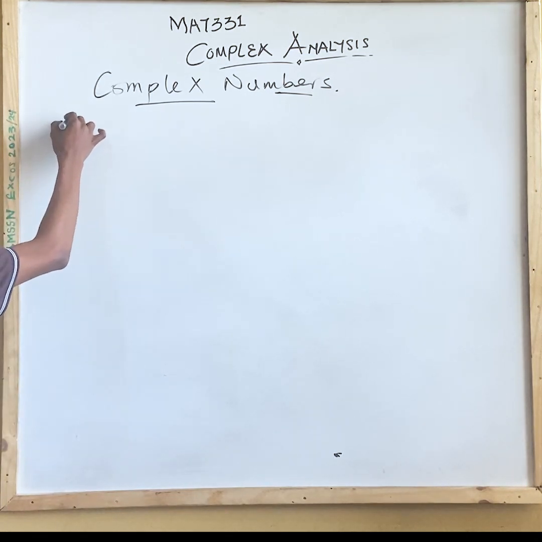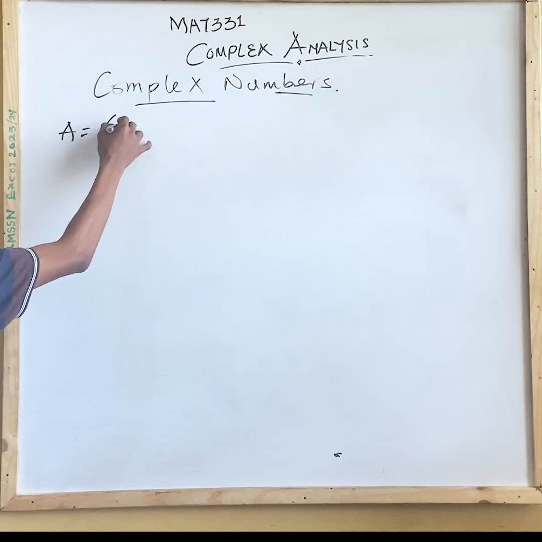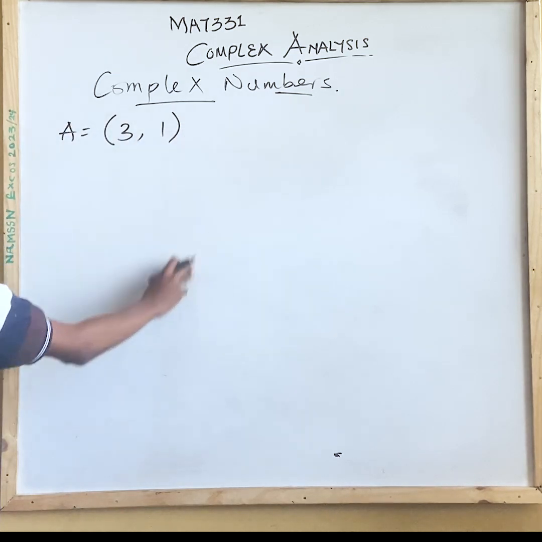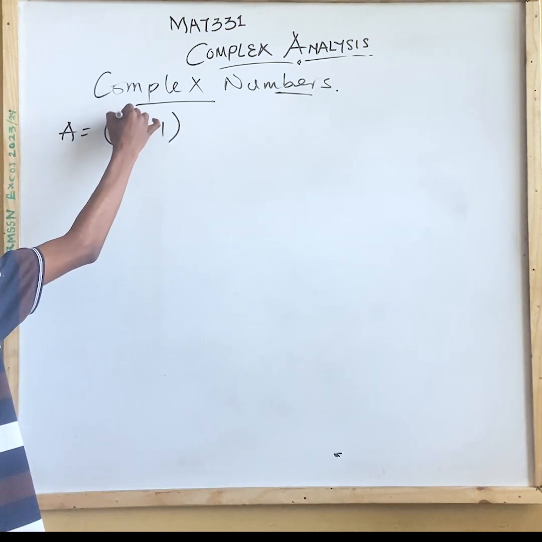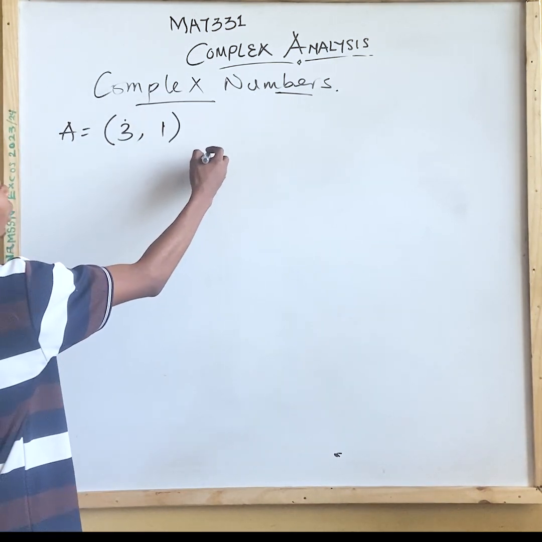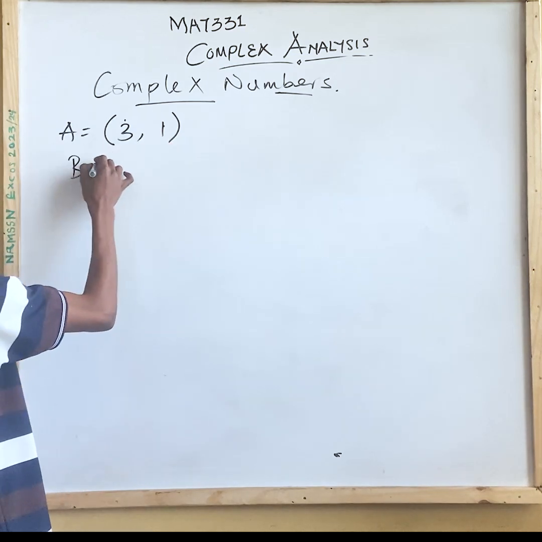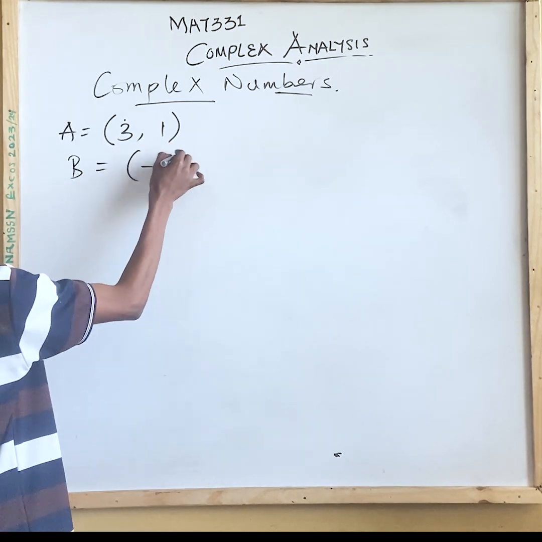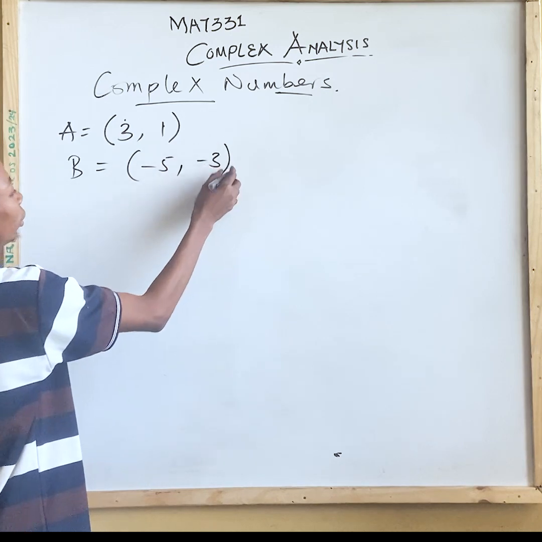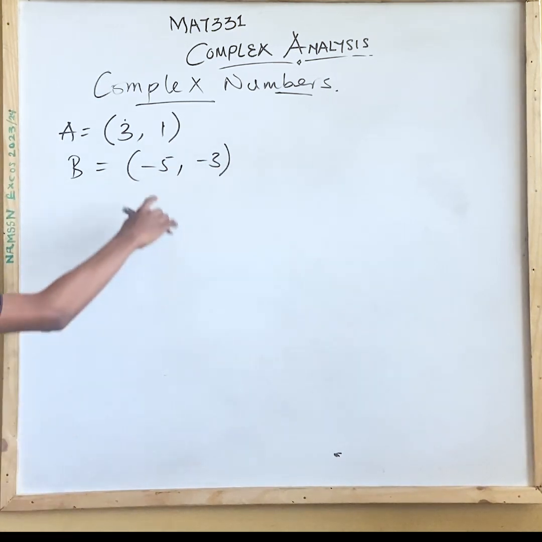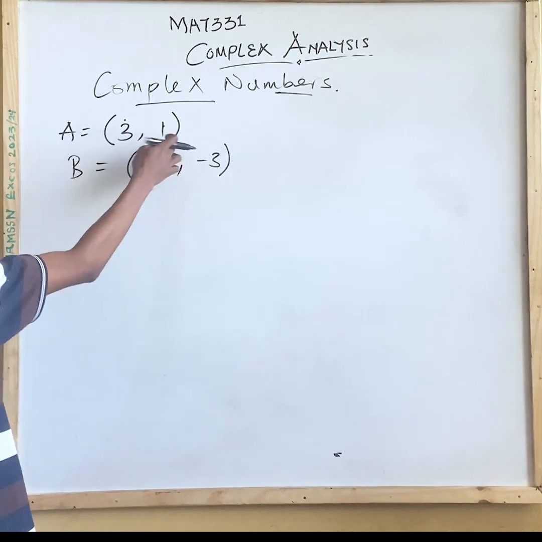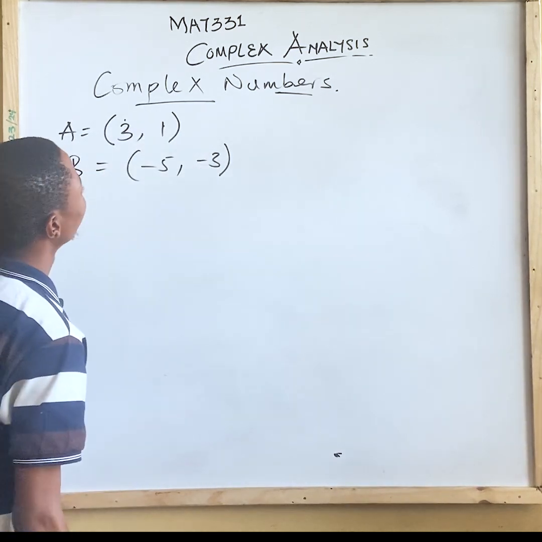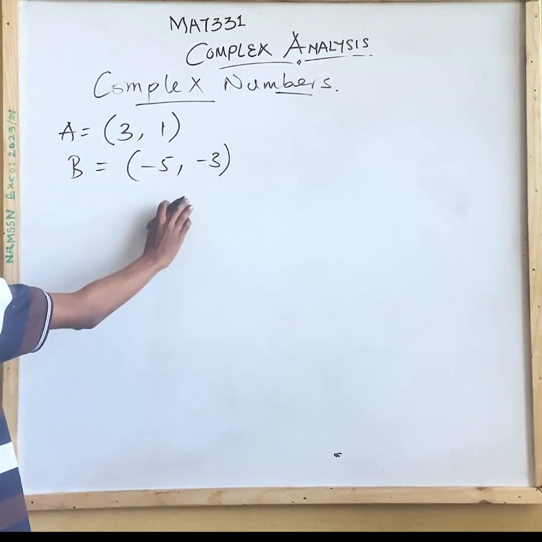Suppose I have point A to be (3, 1), for example. The meaning of this (3, 1) is x is 3, y is 1. And if I have point B to be, let's say, (-5, -3), it means x is -5, y is -3. There is another way of representing these coordinates. We call it rectangular form.